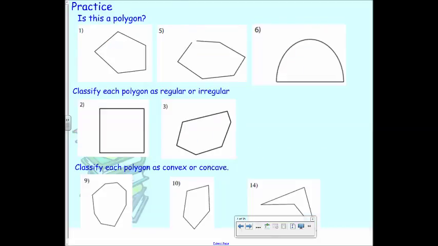All right, so at your boards, before you go up there, read the directions carefully. For 1, 5, and 6, you're just telling me if it is a polygon. For 2 and 3, you're classifying it as regular or irregular. And for number 9, you're classifying it as convex or concave. Okay, so you're doing those 8 at your boards. Go ahead.